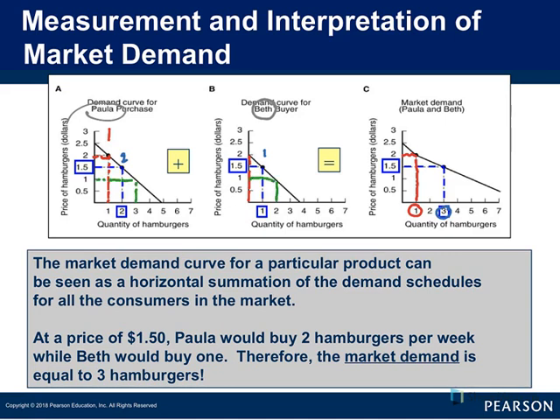If the price of hamburgers continues to drop down to $1, we can see that Paula is going to want to consume 3 hamburgers, while Beth consumes 2, and the overall societal demand at $1, 3 and 2, is 5. So to create a market demand curve, we are essentially taking the individual demand curves, combining them, and that tells us what society would like to purchase.